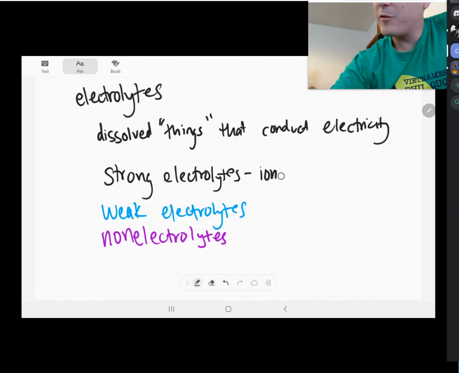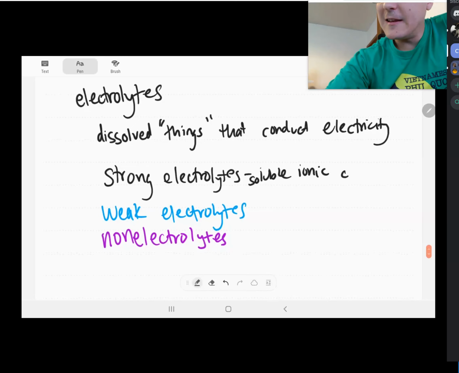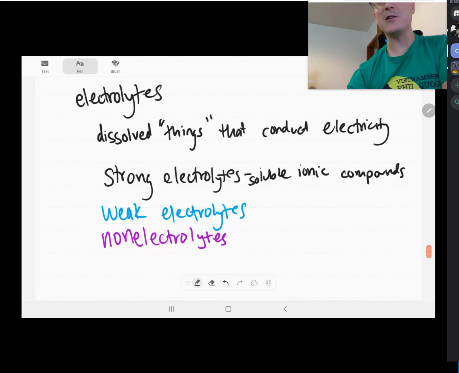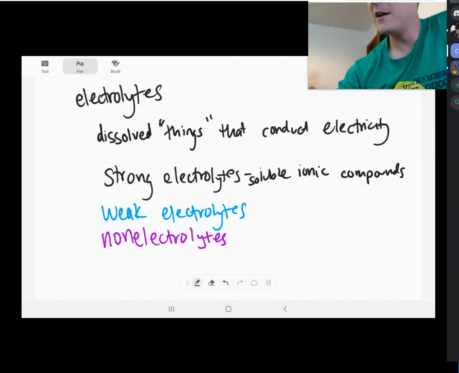You know what? That doesn't work for me. Soluble ionic compounds. Is English a weird language? Like adjectives have to come in a particular order or else we get upset. Yeah, English is weird. Other languages you can just throw these adjectives around, nobody cares, everyone will understand.